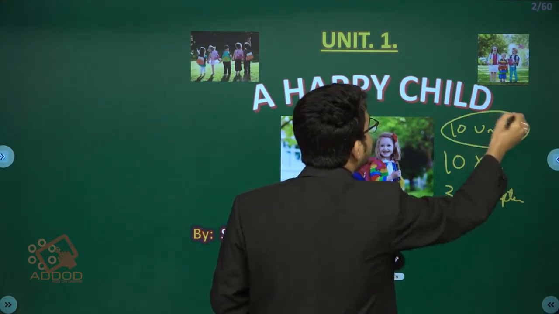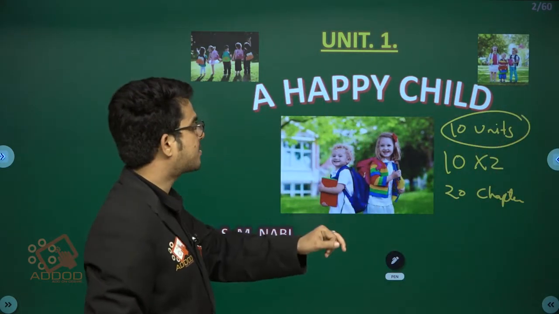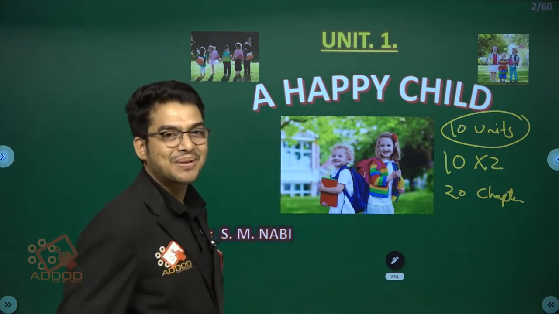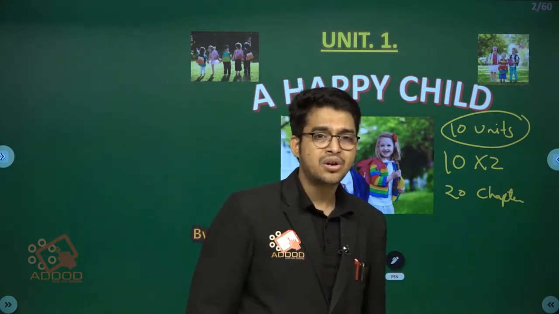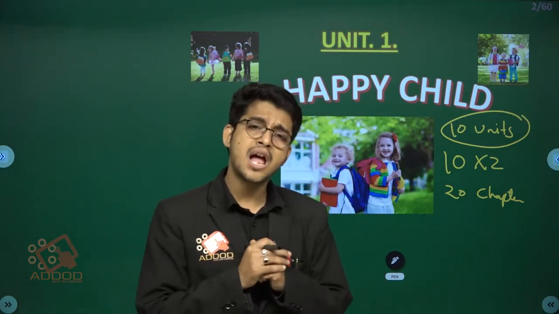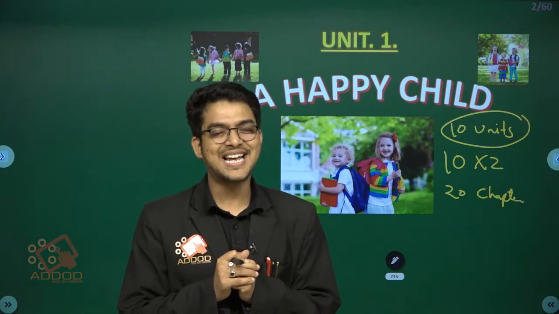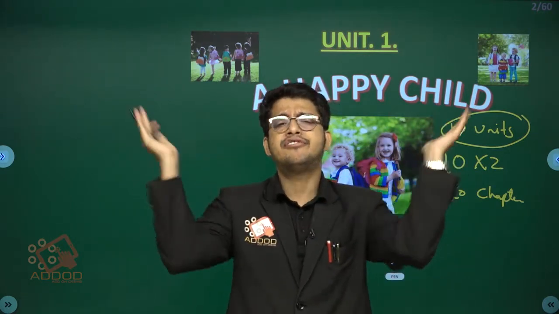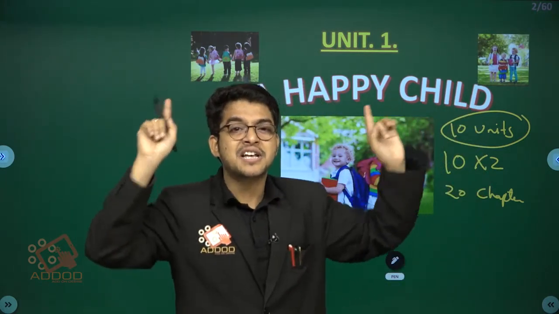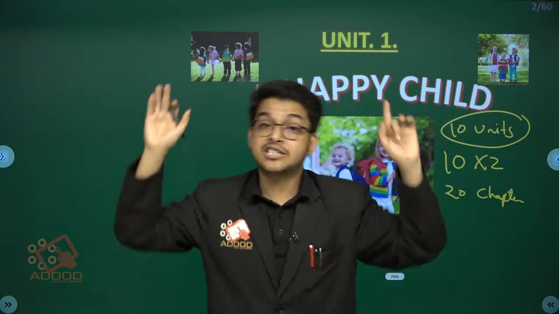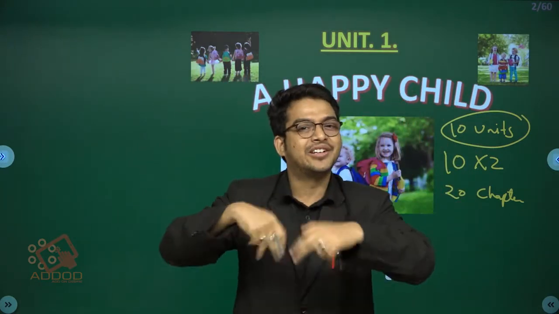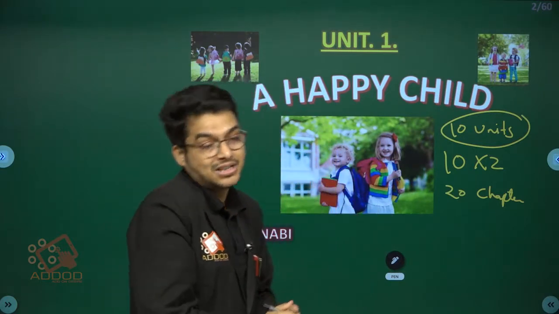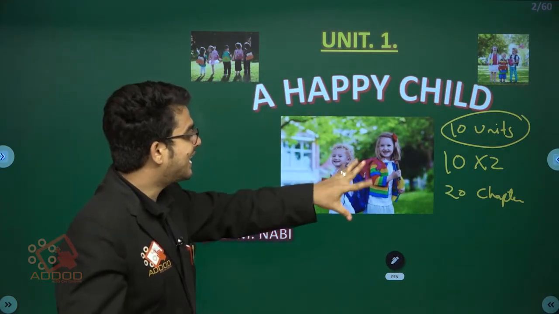In those 10 units and 20 chapters, today we are going to start "A Happy Child." Yes, a happy child like you. Are you happy? No? Why? You are sad. You don't look good sad. You look happy, you look so good. Even with your Nabi sir, we will enjoy the class. It is not something that we will just study, but we will learn something. It's like a game. I am here to teach you something amazing about games.